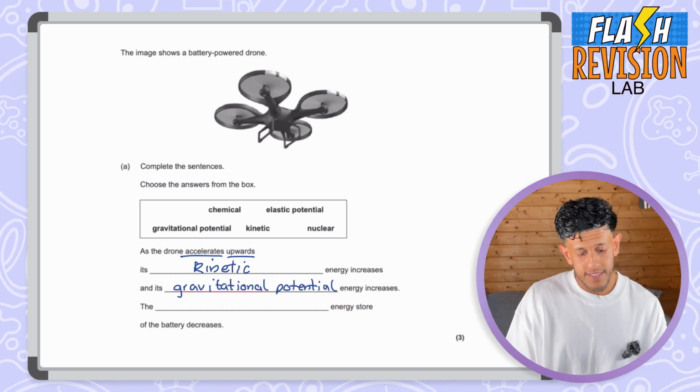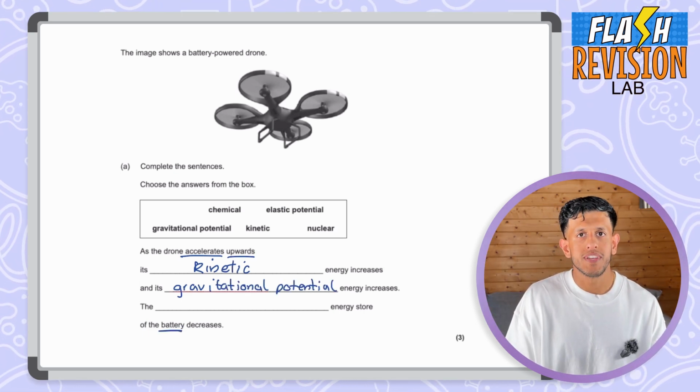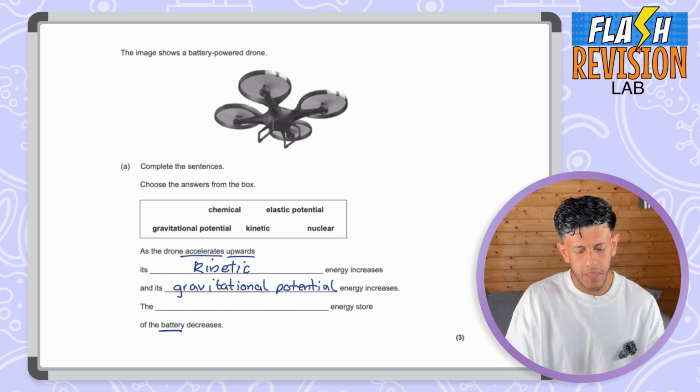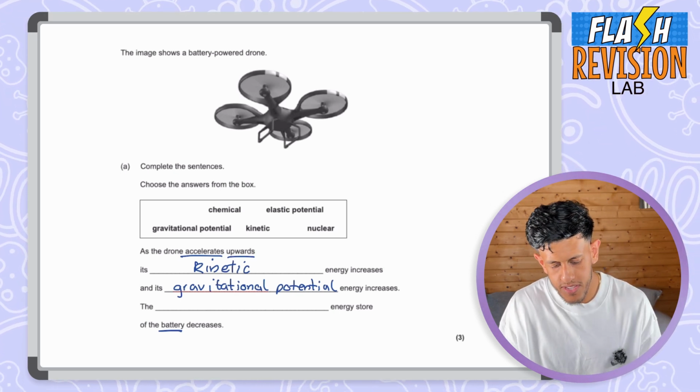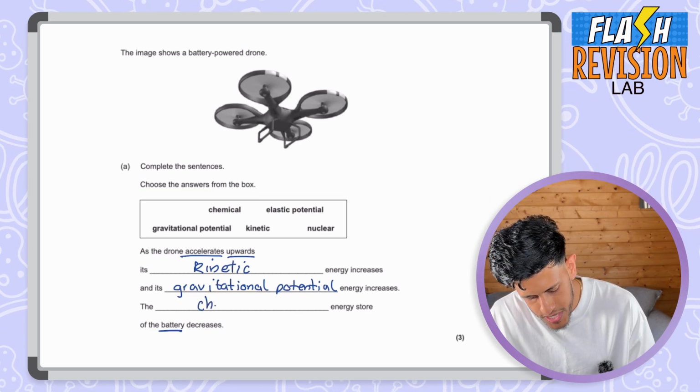And now the last sentence, the blank energy store of the battery decreases. Now here it talks about the battery. So we're talking about what energy store a battery has. And that energy store is chemical energy. And there you have it.